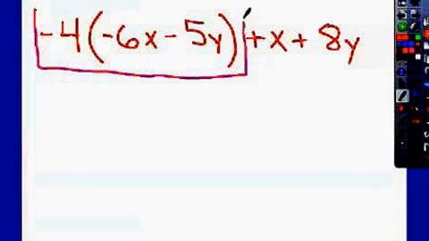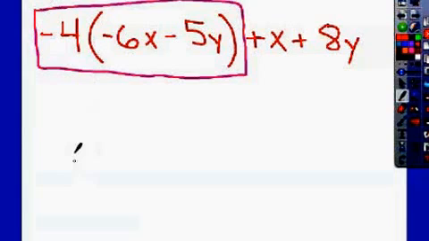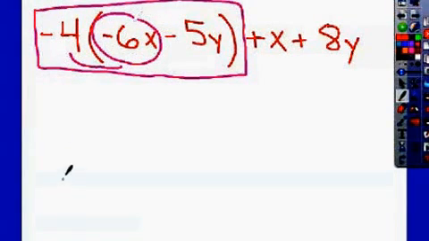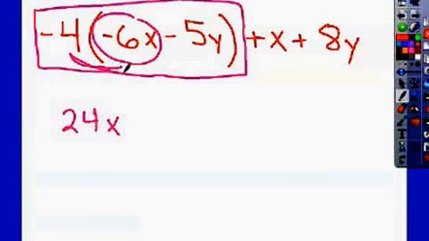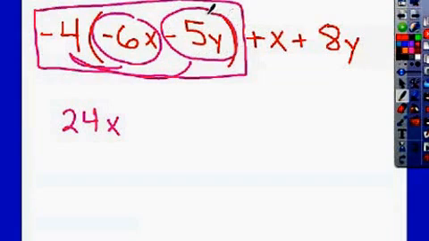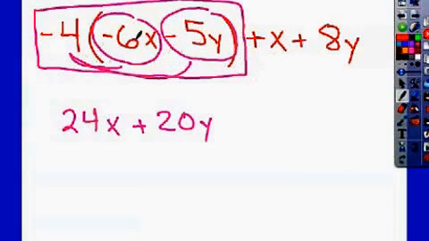All right, another one of these. I can't combine anything in these parentheses, so I'm just going to focus on the distributive property for right now. Okay. So I've got negative 4 times negative 6x, which is going to be 24x. I've got negative 4 times negative 5y, which is going to be positive 20y. And then, of course, that's my distributive property part right there, so I can replace all that with this because that's what I did when I used the distributive property.